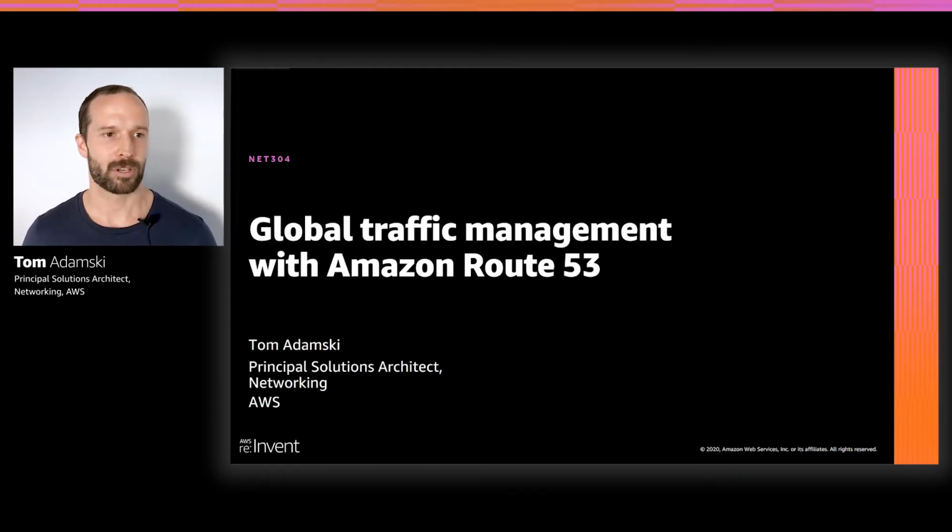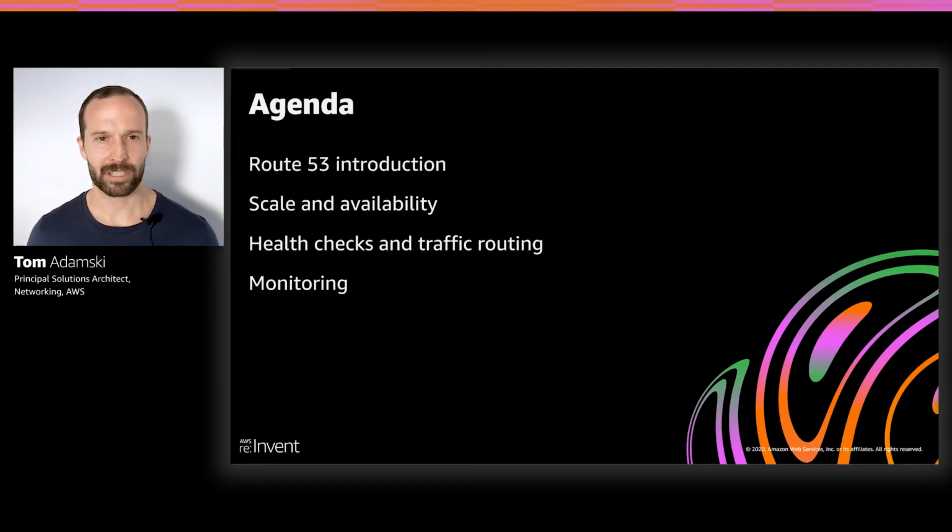Today I'm going to focus on global traffic management with Amazon Route 53. I'll start off with a quick introduction to what Route 53 actually is, and then I'll move on to some of the things that are very unique for the service, like the ability to scale and provide 100% availability. I'll focus on the health check, so how you validate that your service is actually up and running, and on how you can navigate traffic to your resources. I'll finish off with monitoring and how you can see what Route 53 is actually doing.